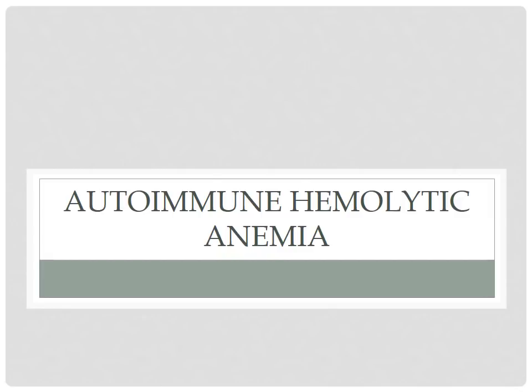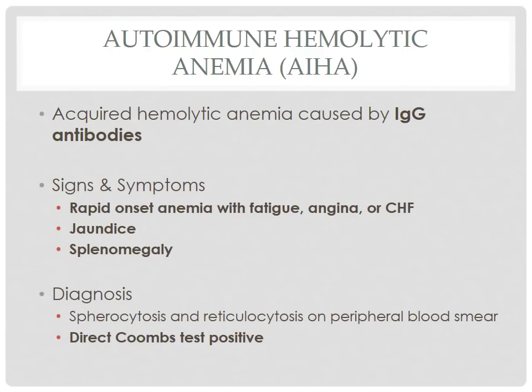Autoimmune hemolytic anemia. This is an acquired hemolytic anemia, which is caused by IgG antibodies. The typical presentation will include anemia that is accompanied by fatigue, chest pains, and sometimes also congestive heart failure. Patients will commonly present with jaundice because there is hemolysis occurring, which means there's elevated bilirubin, as well as splenomegaly due to the increased destruction of red cells and the increased work of the spleen to clear those red cells.